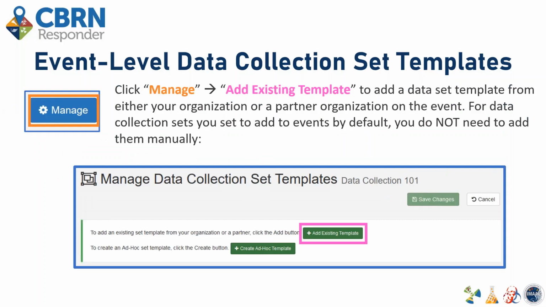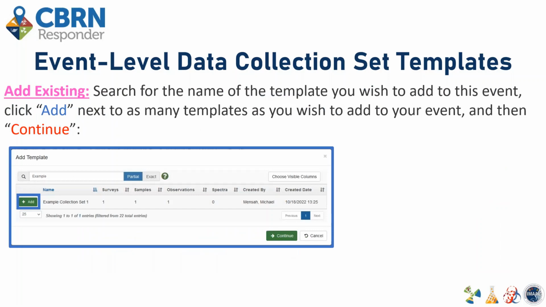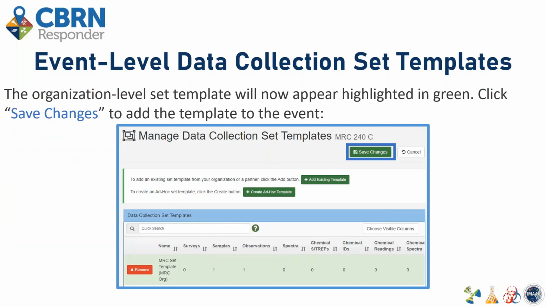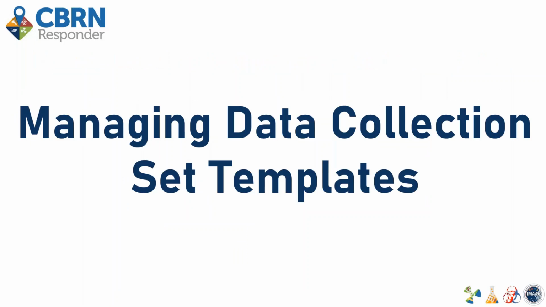If you wish to add an existing template, you would first select Manage and then Add Existing Template to add a data set template from either your organization or a partner organization on the event. For data collection sets, you set to add to events by default. You do not need to add them manually. So for Add Existing, search for the name of the template you wish to add to this event, and then select Add next to as many templates as you wish to add to your event, and then select Continue when done. The organization level set template will now appear highlighted in green. Select Save Changes to add the template to the event, and that brings us to Managing Data Collection Set Templates.